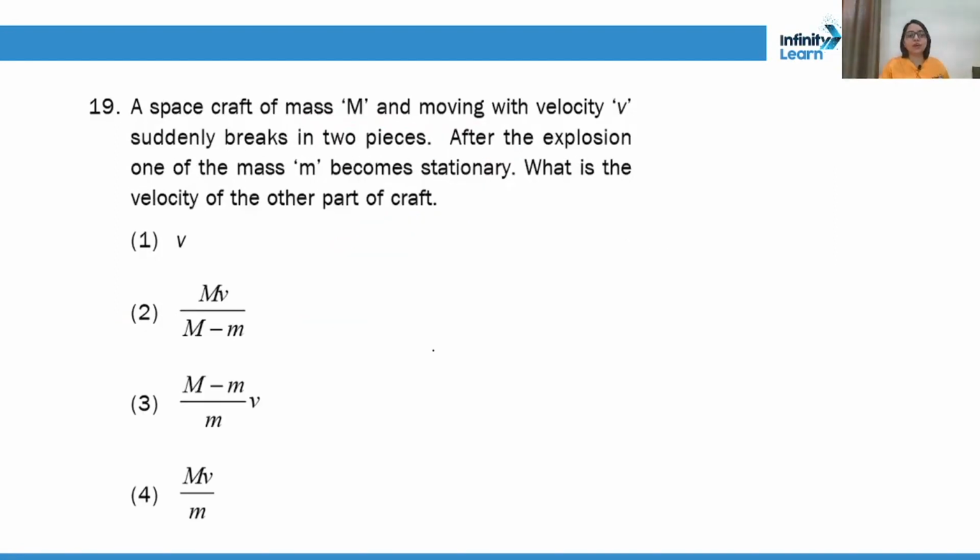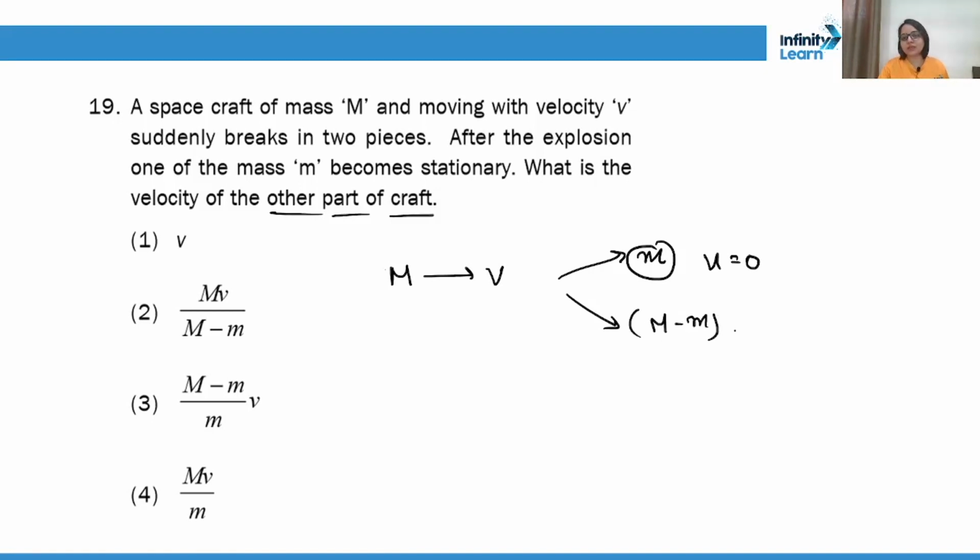Question number 19. A spacecraft of mass M and moving with velocity v suddenly breaks into two pieces. After the explosion, one of the masses m becomes stationary. What is the velocity of the other part of the craft? So the remaining mass will be M minus m, and let's say its velocity is v dash. So let's conserve the momentum. Initial momentum Mv is equal to final momentum (M minus m) into v dash. So v dash will be Mv divided by (M minus m), which is option 2.